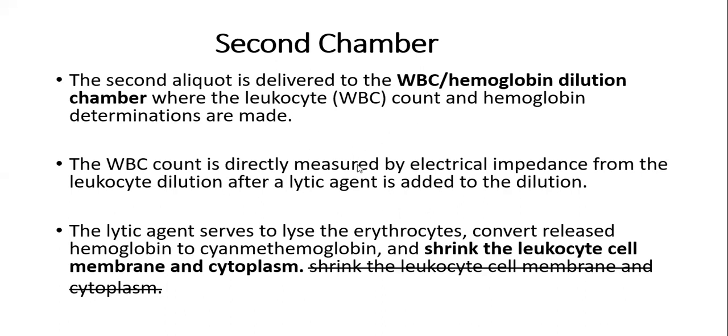The number of the WBC is counted with the help of electrical impedance. And the lytic agent breaks the RBC and brings out the hemoglobin into the diluent solution. So the lytic agent serves to lyse the erythrocyte, converts the released hemoglobin into cyanmethemoglobin, and shrinks a little bit of the leukocyte membrane, that is the WBC membrane. So in the second chamber, the hemoglobin is measured and the WBC is counted with the help of electrical impedance.